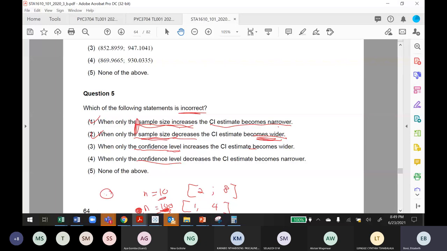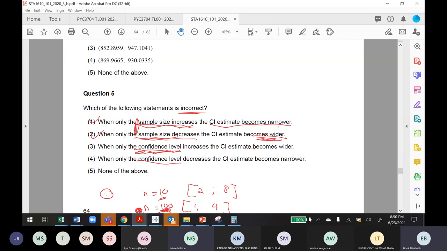So now you need to also test if it's a confidence level problem. Here it says if the confidence level increases, it becomes narrower. If it decreases, it becomes wider. If it increases, it becomes wider.